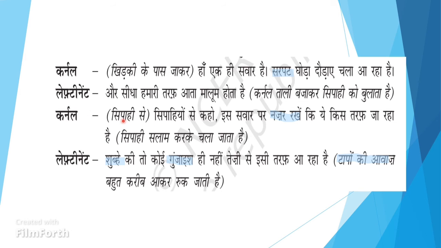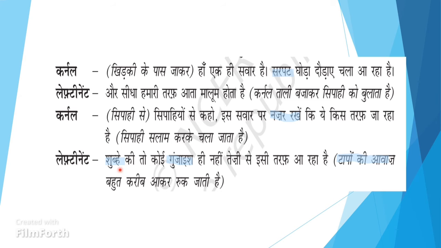Colonel, सिपाही से, he speaks to the soldier. सिपाहियों से कहो इस सवार पर नजर रखें. Ask the other soldiers to keep an eye on this horse rider. ये किस तरफ जा रहा है, and to which direction is he going? सिपाही सलाम करके चला जाता है. The soldier salutes him and goes away.